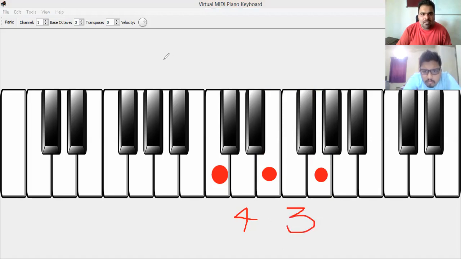So you see, although they are alternate notes, if I look at the white keys, it looks like I'm just skipping a note and playing a note, skipping a note and playing a note. But if I look at the internal structure of the chord, I realize that this interval is actually bigger than this interval. Does it make sense?